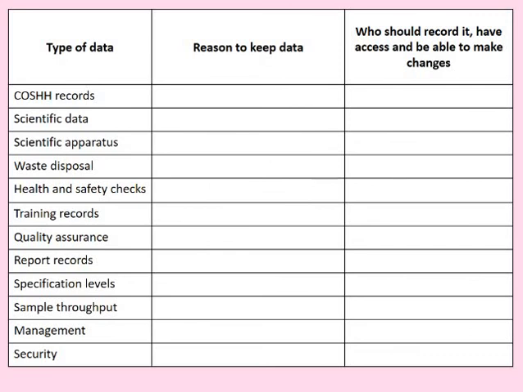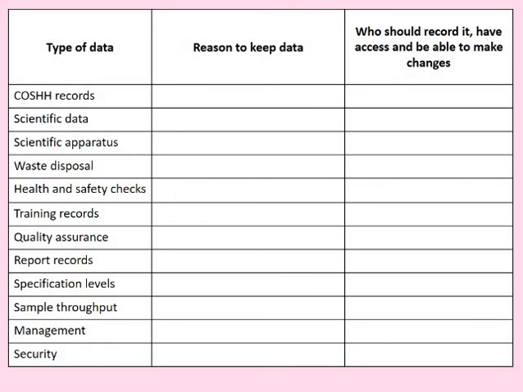So those are course records, scientific data, data on scientific apparatus, data on waste disposal, any health and safety checks done, training records for staff, any records of quality assurance, so how do you make sure everything's running correctly, report records, specification levels, sample throughput, and management and security.